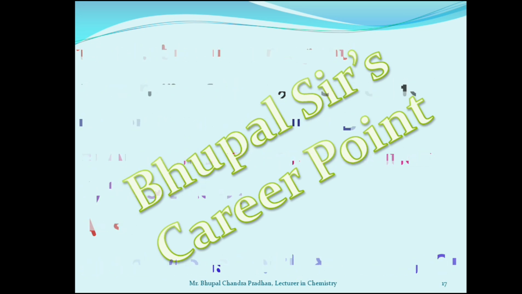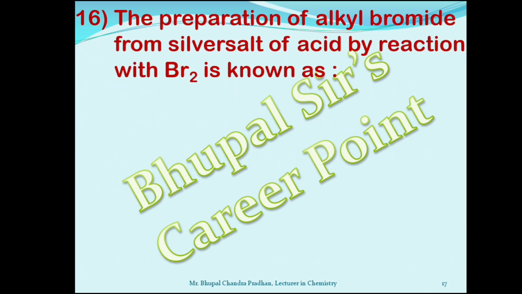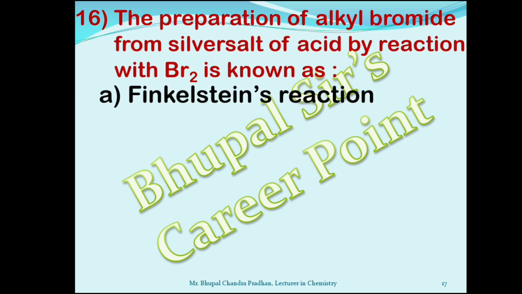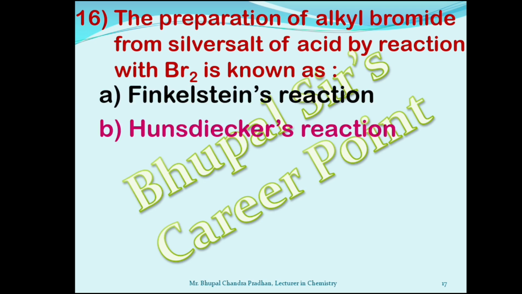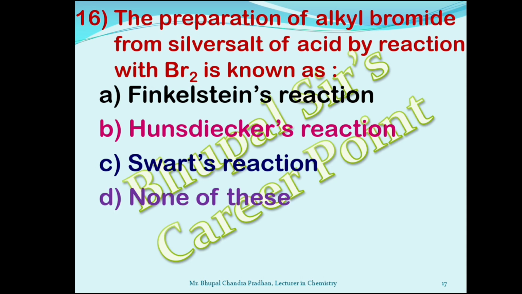Now let's come to the next question, that is question number 16. The preparation of alkyl bromide from silver salt of acid by reaction with bromine is known as this. Option A, Finkelstein's reaction. Option B, Hunsdiecker reaction. Option C, Swarts reaction. Option D, none of these. The students try to give the answer.